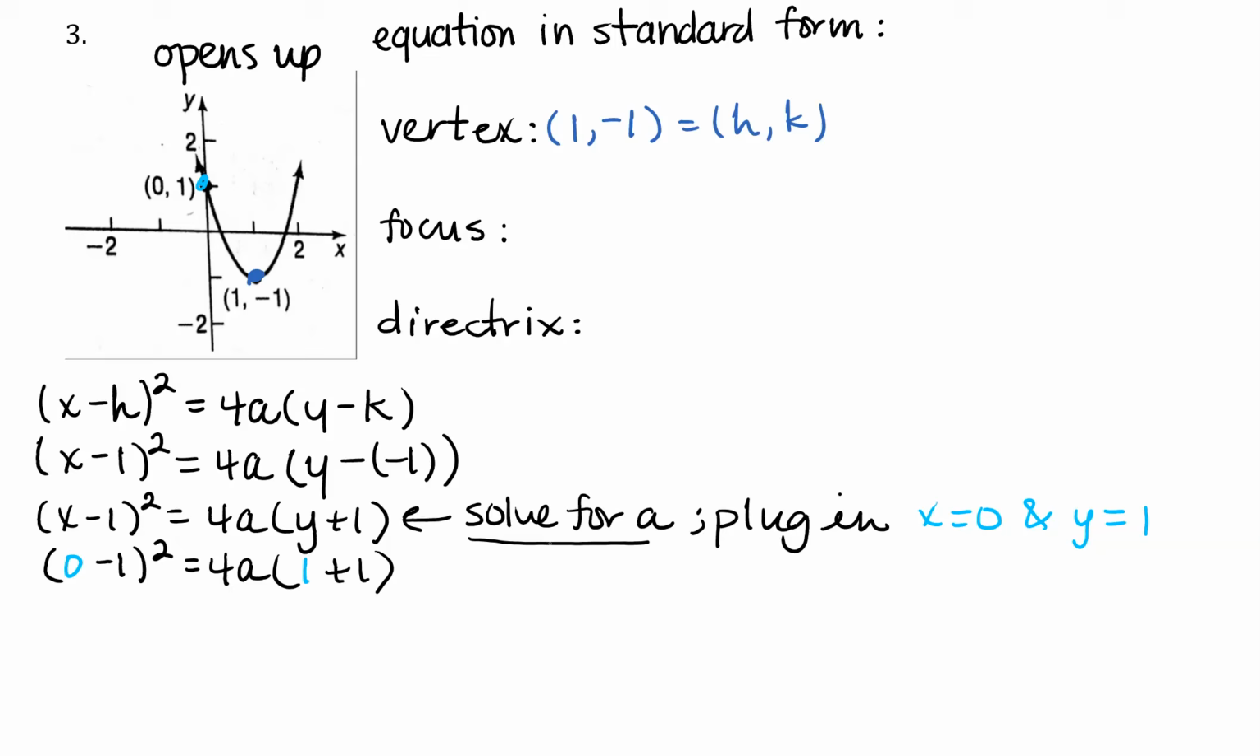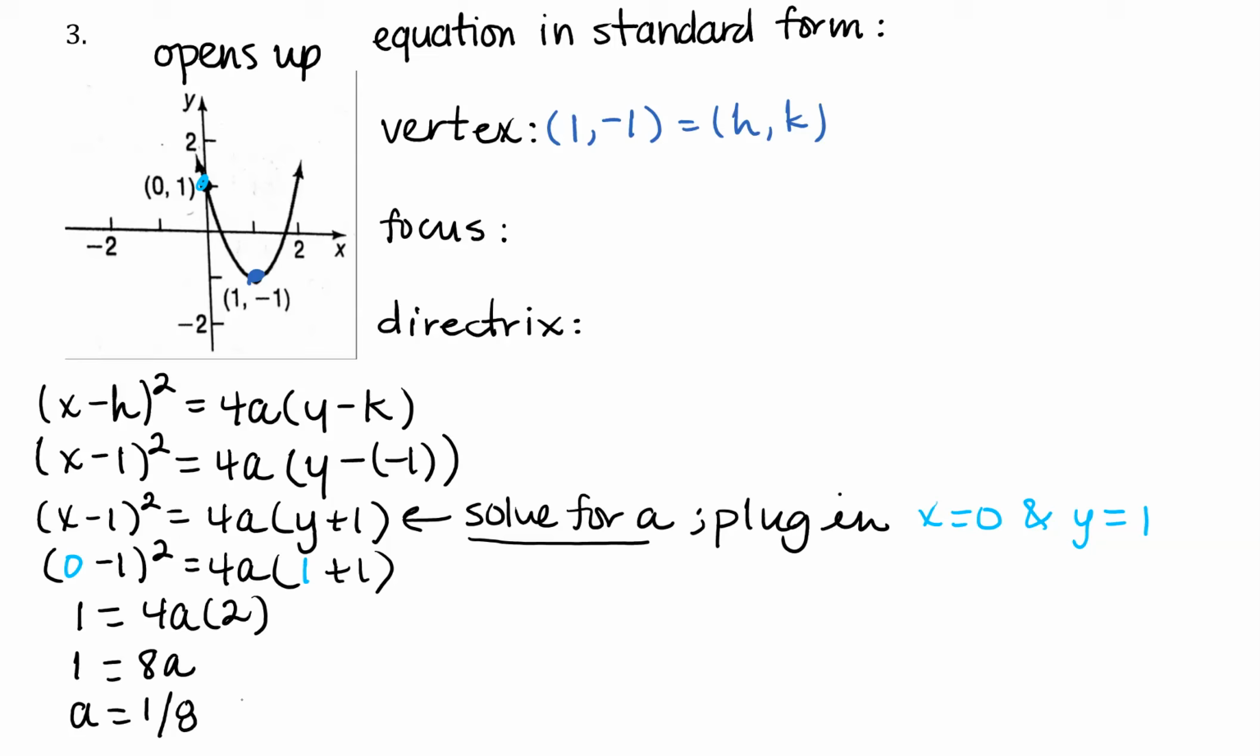0 minus 1 is -1, and when we square that, we have a 1 on the left. On the right-hand side, we have 4a multiplied by 2. That's coming from 1 + 1. So we have 1 = 8a. And then dividing both sides by 8 tells us that a is equal to 1/8. So now we know that a is equal to 1/8.